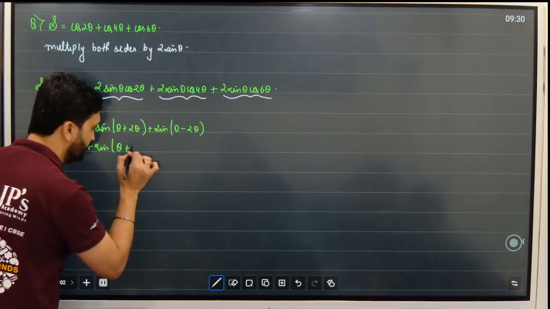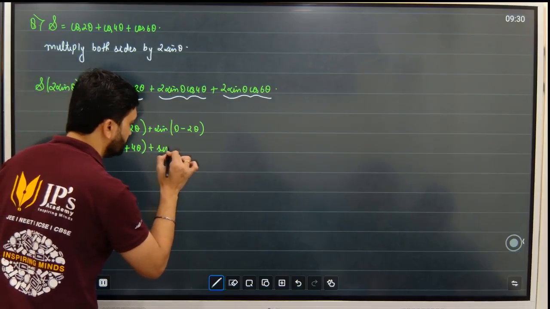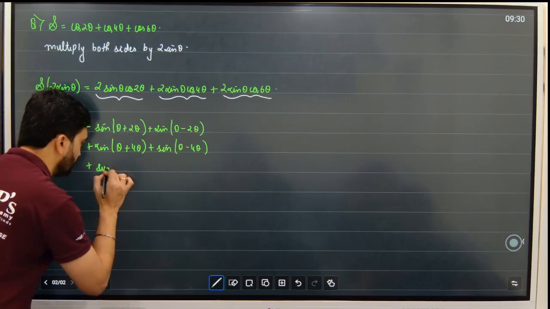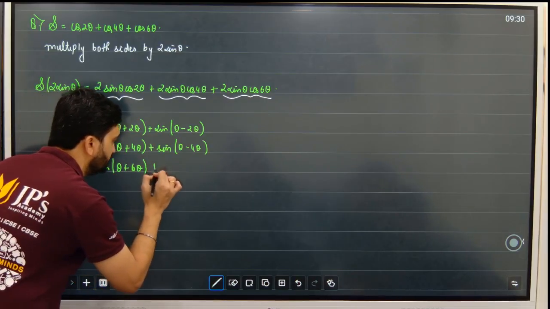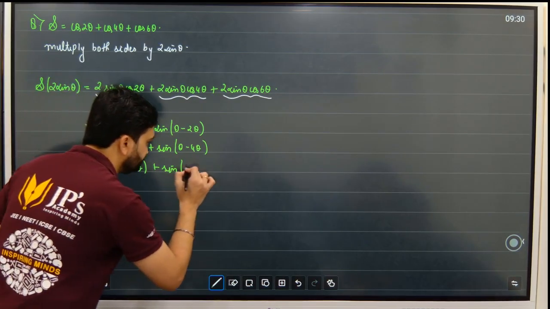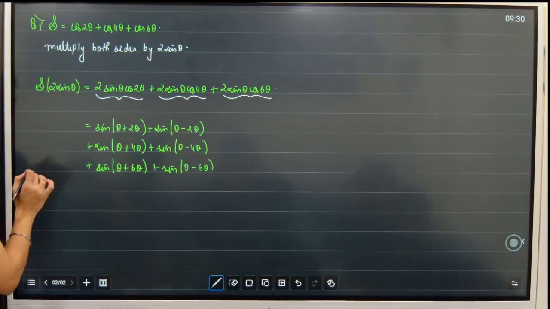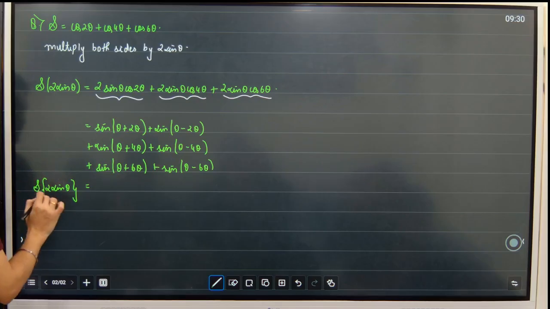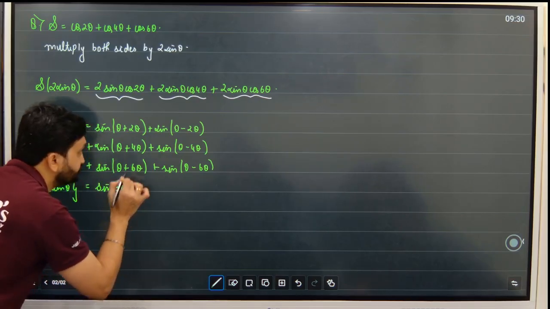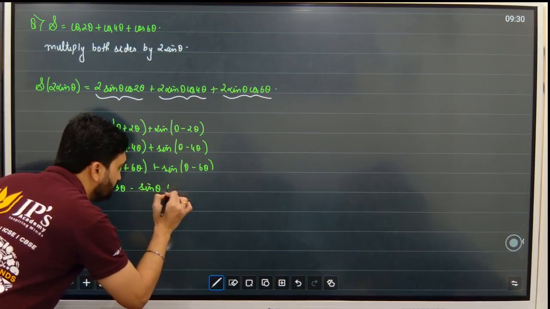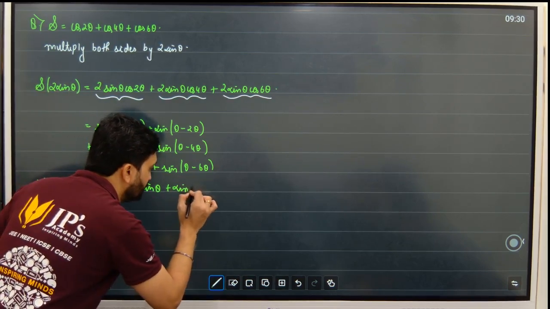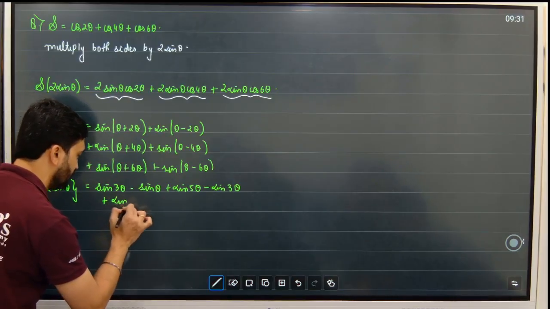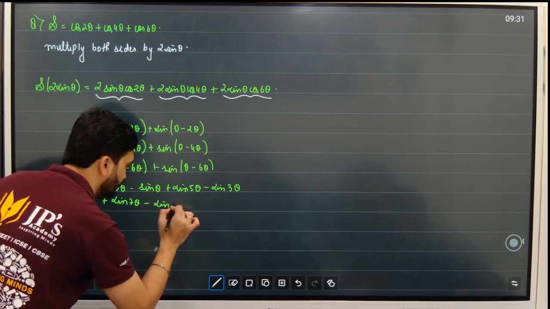Sin A plus B plus sin A minus B plus sin A plus B plus sin A minus B plus sin A plus B plus sin A minus B. Okay, this will become S into 2 sin theta is equal to, and if I simplify this, this will become sin 3 theta minus sin theta plus sin 5 theta minus sin 3 theta plus sin 7 theta minus sin 5 theta.